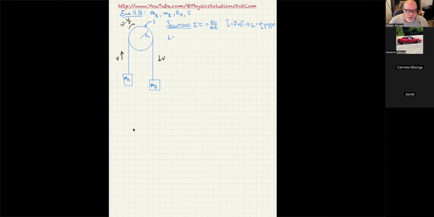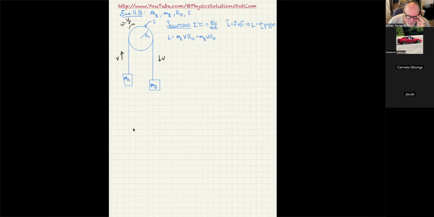So the angular momentum is just going to be the mass times the velocity times the radius. So that's going to give us mA times v, that's our momentum, and then times r0. And then we're also going to get another one for mB. That's going to be mB times v times r0. Notice all of that's completely consistent with rotation in the clockwise direction.